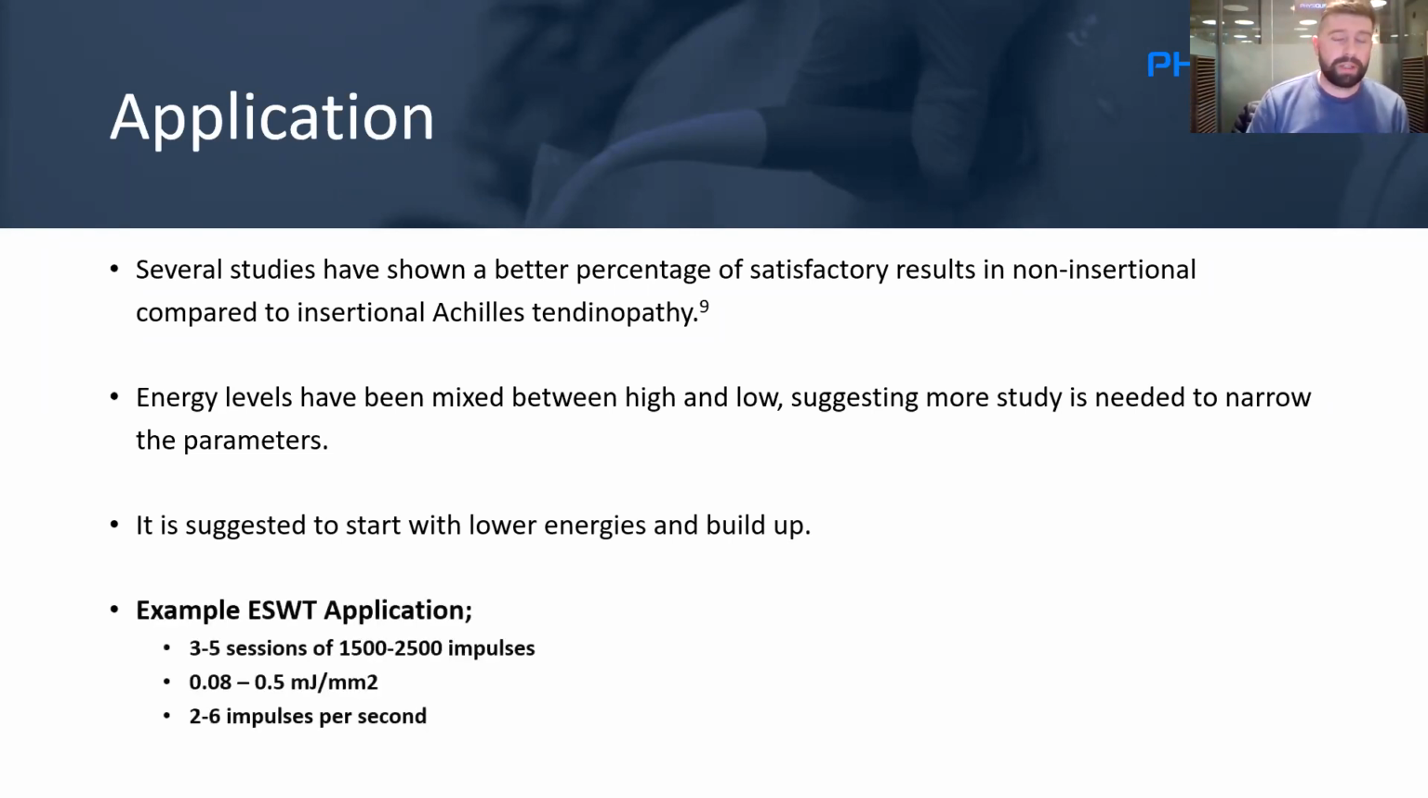Looking at those papers, we can look at 3 to 5 sessions, 1,500 to 2,500 impulses, quite a wide energy range. We know with Achilles, it can be quite reactive as well, and people's pain tolerances can be quite different. And 2 to 6 impulses per second. So not very specific, which pulls back to our previous comment that more study needs to be done to narrow the parameters potentially.